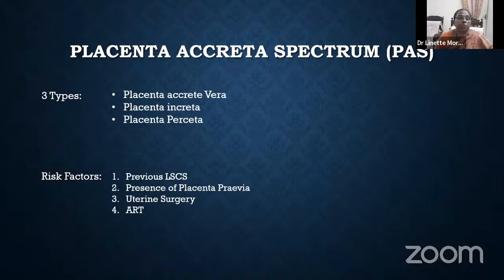Now, there are certain specific risk factors for this PAS. This includes previous CS and the presence of placenta previa. Even a uterine surgery like myomectomy can predispose patients to an adherent placenta. And assisted reproductive technologies like in vitro fertilization and embryo transfer are all predisposing factors for a placenta accreta spectrum.